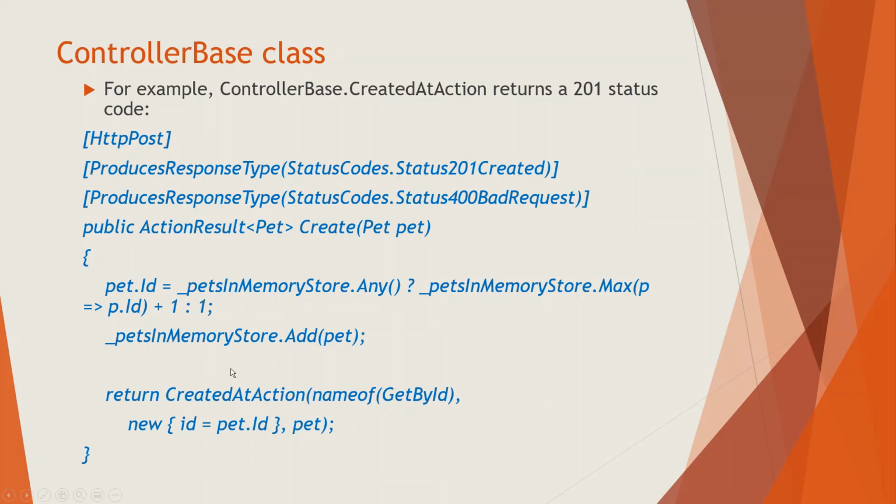Now you can see that it returns a CreatedAtAction, a name of GetById and new id equals pet.id. So assume that pet is a model, which might contain some properties like id, okay, or pet name, and then pets in memory store. Now this pets in memory store is an in-memory collection. It could be just a list, on which this Any operator is applied. Any is a method actually, okay.